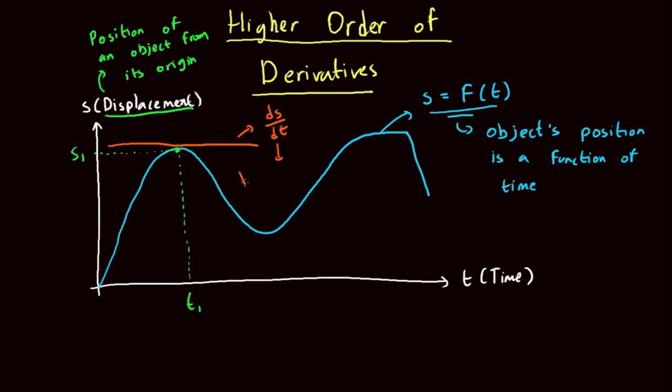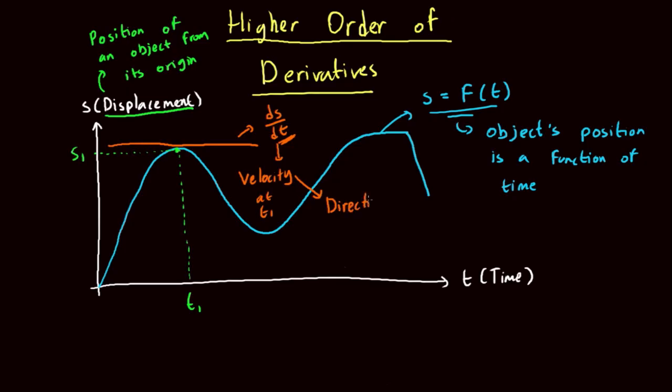And this ds dt, in any phenomena, we would call the object's velocity. We're talking about the velocity specifically at t1. So the first order derivative would get us the velocity. The velocity is like the speed, but it also refers to its direction as well.